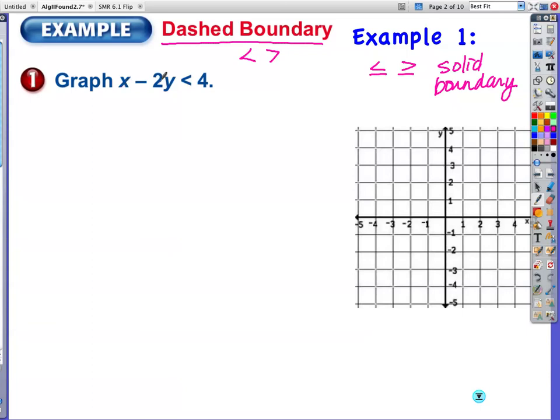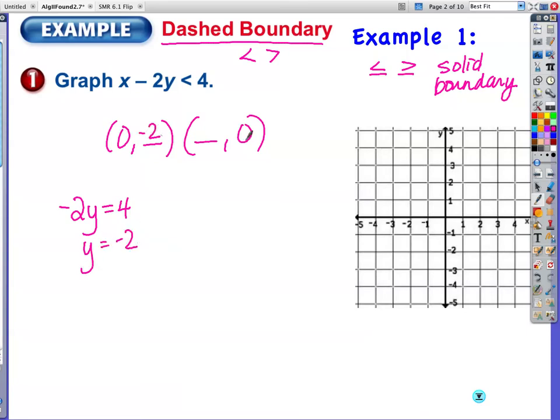Well, it's a standard form, so let's go with our standard form procedure. 0, blank, blank, 0. If I put 0 in for x, then I have negative 2y. And I'm going to change this to a 4, or equal to, instead of less than, because we're just finding the boundary, and that's where it's equal to 4. So y equals negative 2. Over here, I'm putting 0 in for y, so now x is equal to 4. So 0, negative 2, and 4, 0. Those are our 2 points.